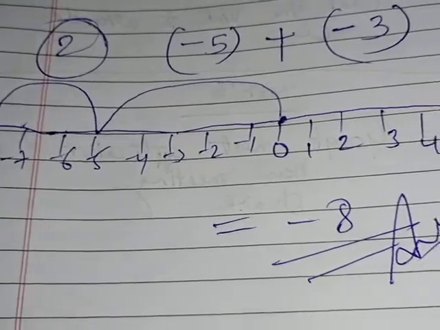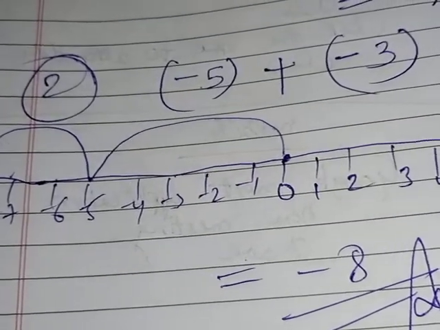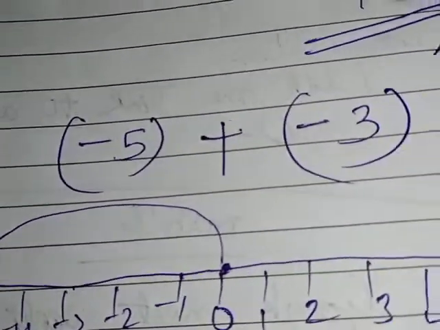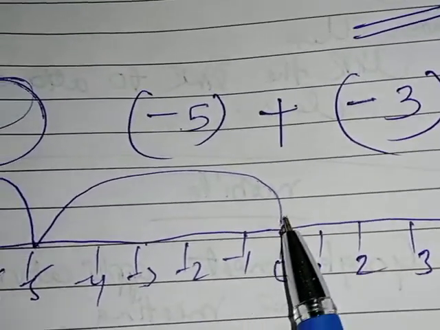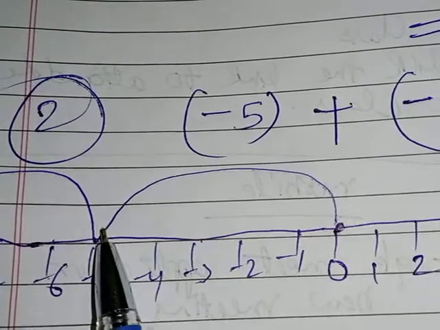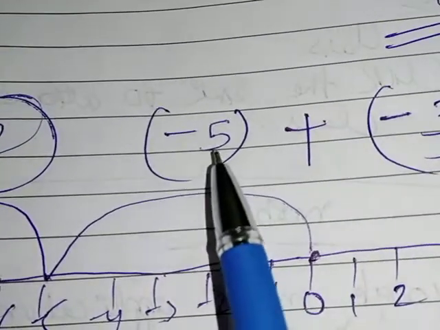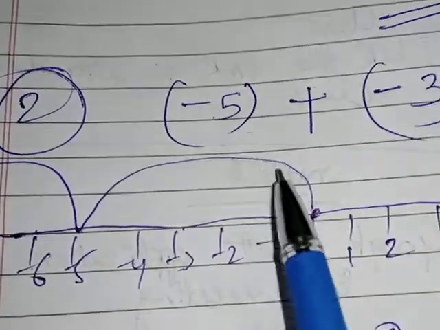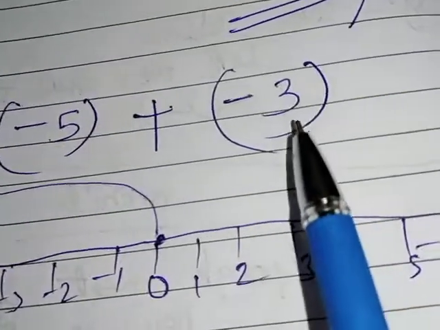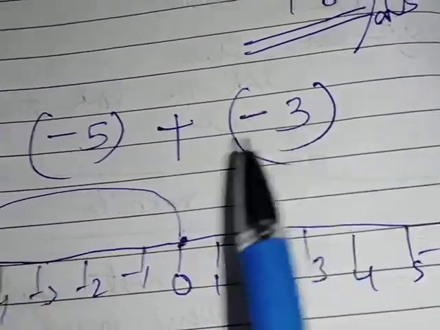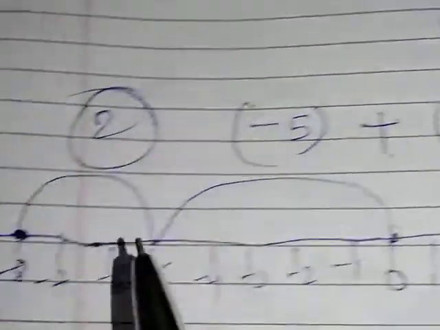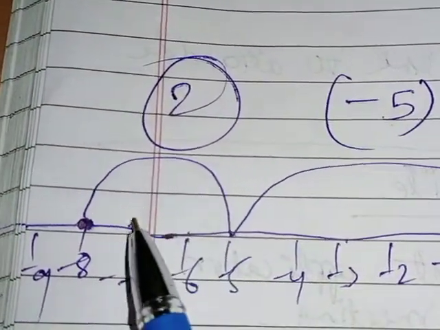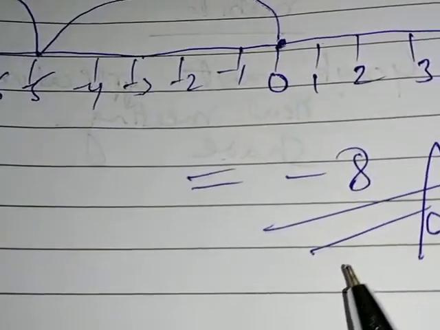This is for when we have both negative numbers. So when we have both negative integers, how to solve? Starting from 0. Keep in mind, first we have to start from 0. And it is given in negative, so we will come to the left side. The second integer is also negative now, so again we will come to the left side by how much? 3. So 3 jumps. 1, 2 and 3. So we'll get minus 8.